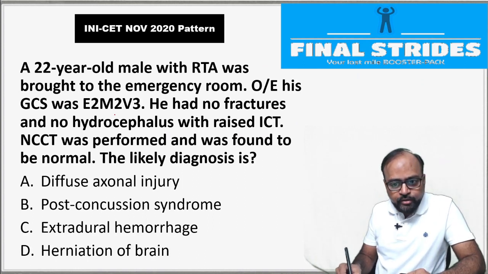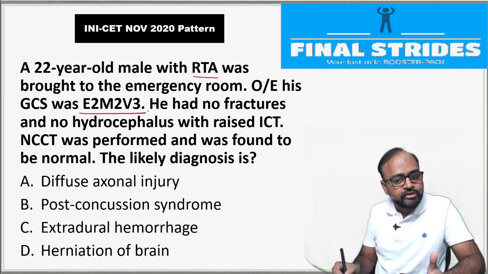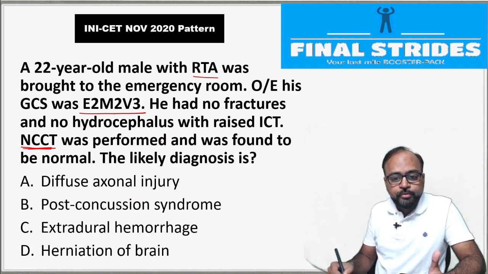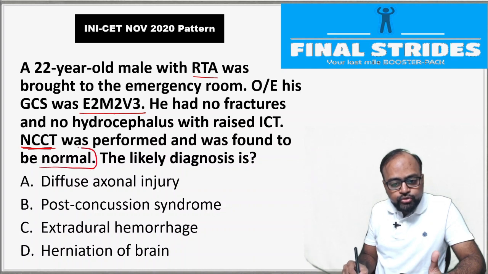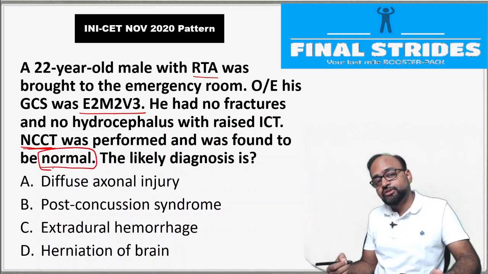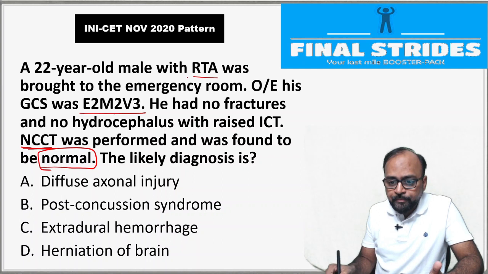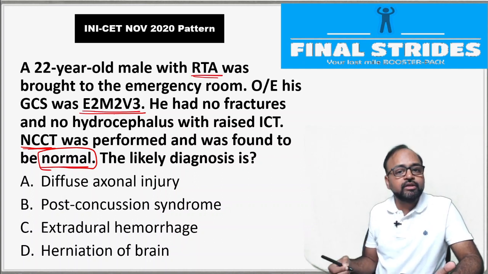A young male with a history of road traffic accident was brought to the emergency room. He was showing altered sensorium. Look at the GCS. He had no fractures, no hydrocephalus, with a little bit of raised ICT. A non-contrast CT was performed and was found to be normal. See, this is actually a history clincher. A history of trauma with altered sensorium with a normal early CT scan is what?